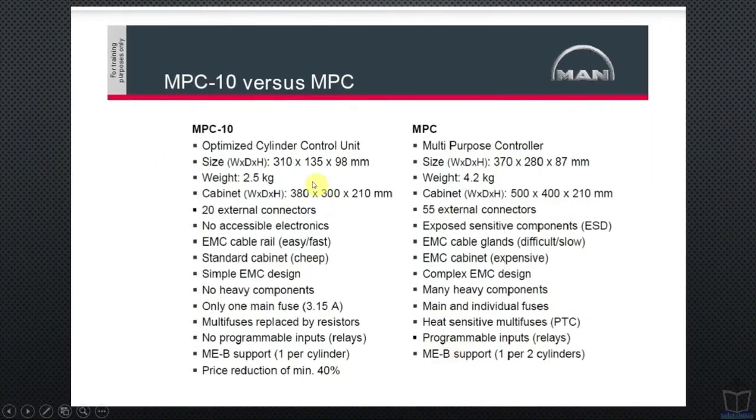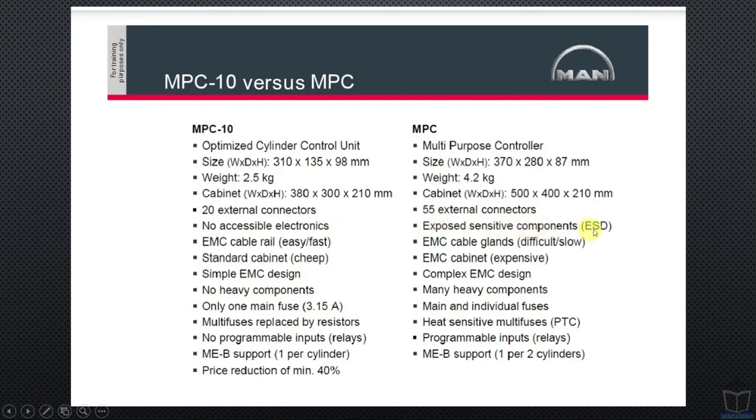Now, moving to some other differences. MPC 10 is an optimized cylinder control unit, MPC is a multi-purpose controller. Optimized cylinder control unit means this MPC 10 is used only as a CCU. It cannot be used as an ECU, EICU, SCU etc. Only CCU. But here MPC can be used as any of the parts like EICU, ECU, CCU, SCU etc. Size is this much, size is this much, weight 2.5, weight 4.2 kg, cabinet is this much, cabinet is this much. It has 20 external connectors, 55 external connectors, no accessible electronics, I have already explained.